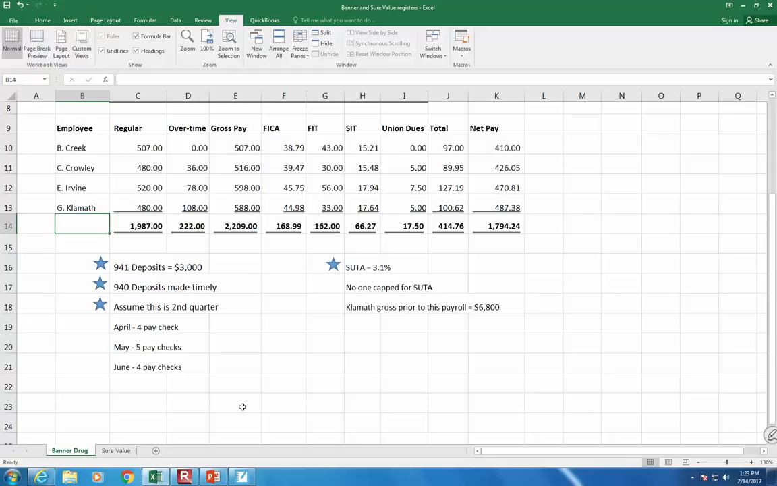Yeah, it's everything. Obviously this isn't particularly realistic in that you're not going to have the same overtime every paycheck, but for the sake of academics we're assuming that. You're taking 13 times 2209, your gross pay. Nope, just that, because the overtime's in there. Regular plus OT is gross.